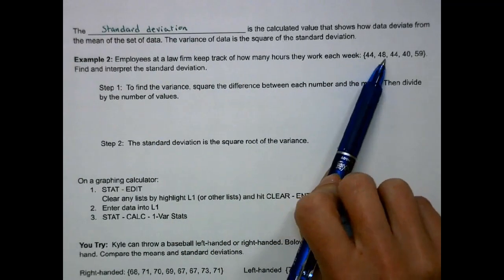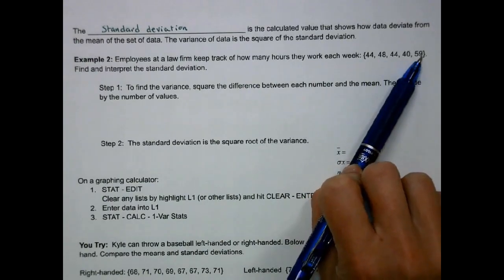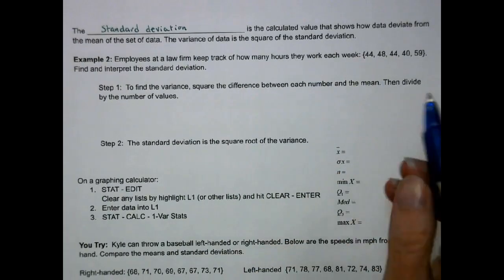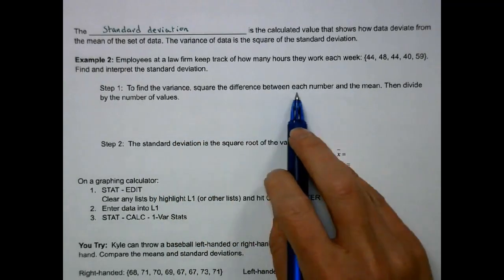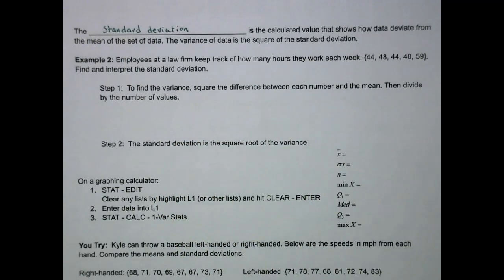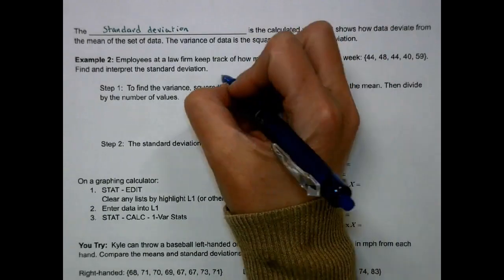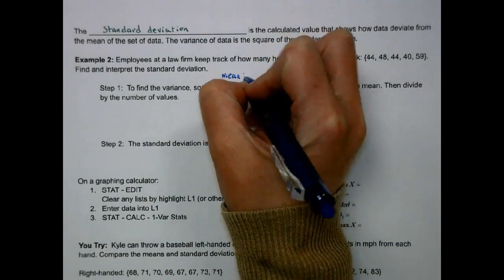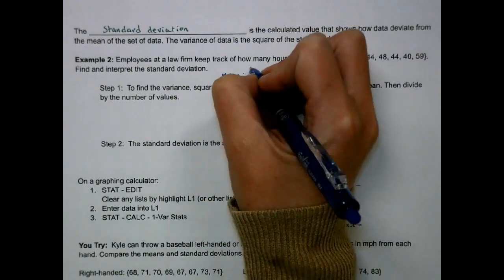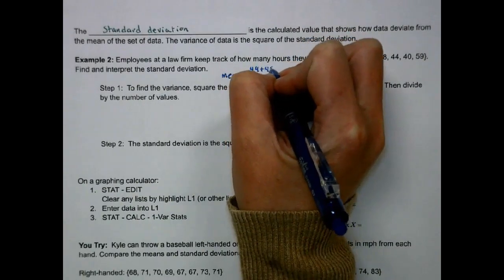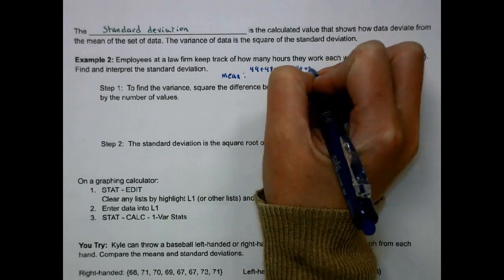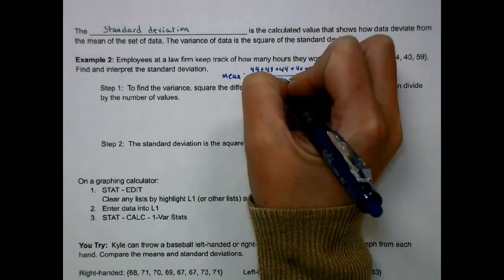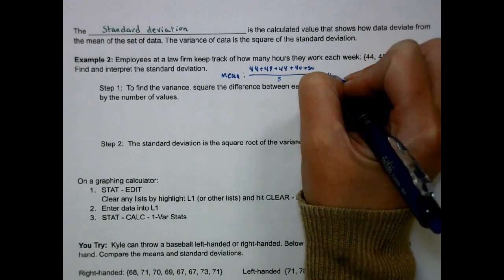So employees at a law firm keep track of how many hours they work each week: 44, 48, 44, 40, and 59. Okay, so the first thing we're going to do, to find the variance, is square the difference between each number and the mean, then divide by the number of values. So the mean is going to be the sum of those divided by 5. We get an average of 47.